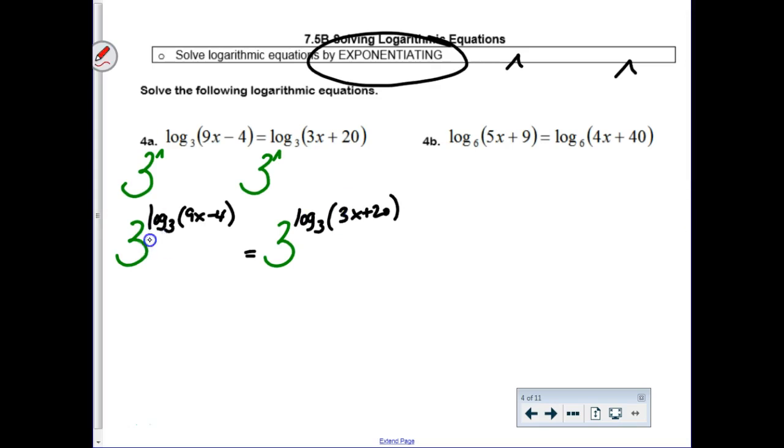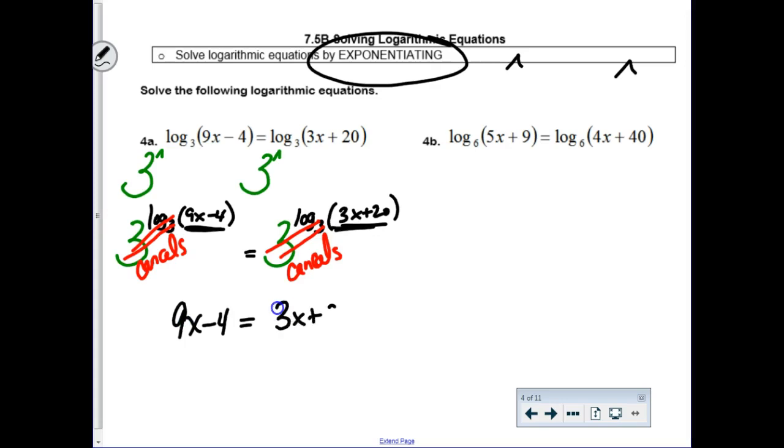So, yes, definite cancellation here, but I think some of us are to the point where we're not really sure why they cancel until we see it written this way. So yeah, totally cancels. Okay, so those are gone, these 3 to the log base 3 components, but then your exponents are still here. They're going to drop down to the main level of the equation. So now you've got a nice little algebra equation: 9x minus 4 equals 3x plus 20, and I'm going to need you to solve that.